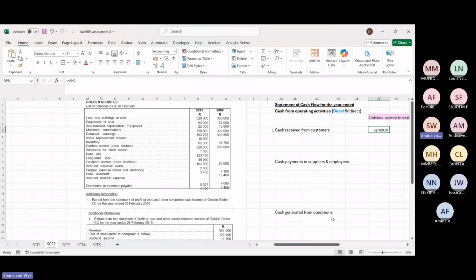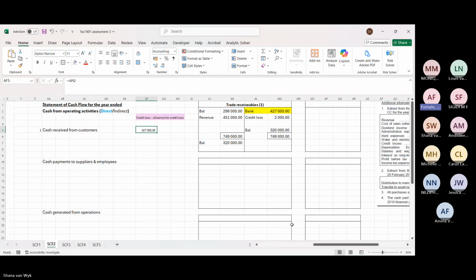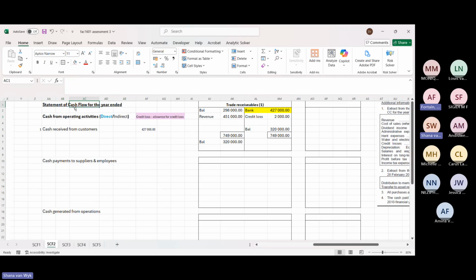Where am I now? Sorry. Let's just go down. You must call that revenue. Operating activities, sorry, actually operating activities. Just move it down, then we can see it. Cash from operating activities. Okay, cool.